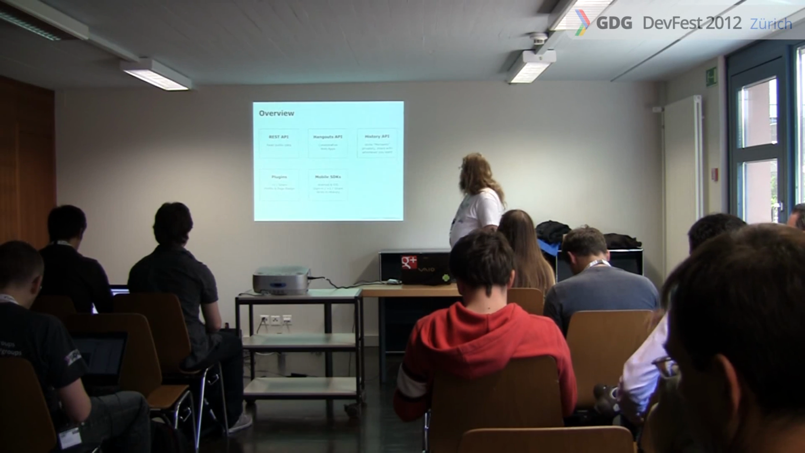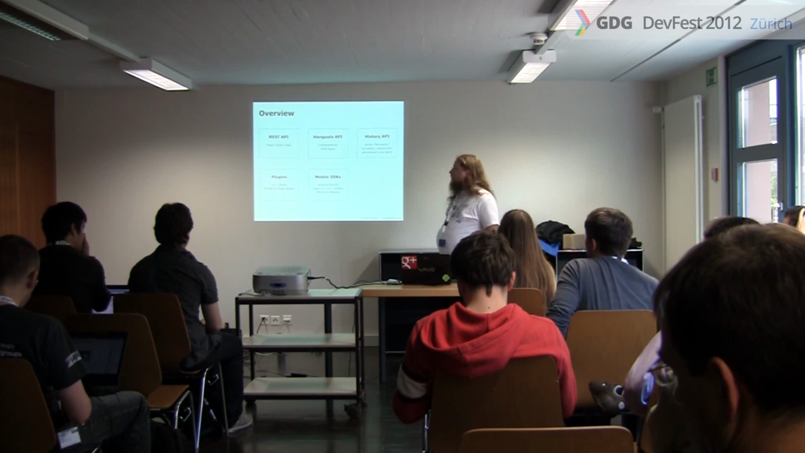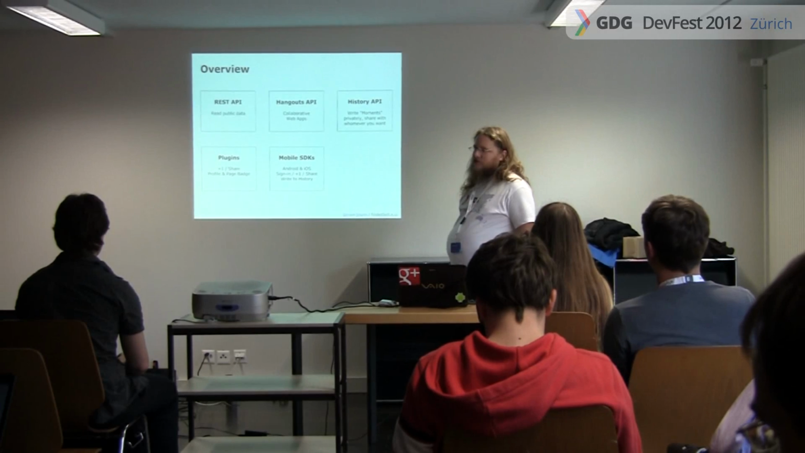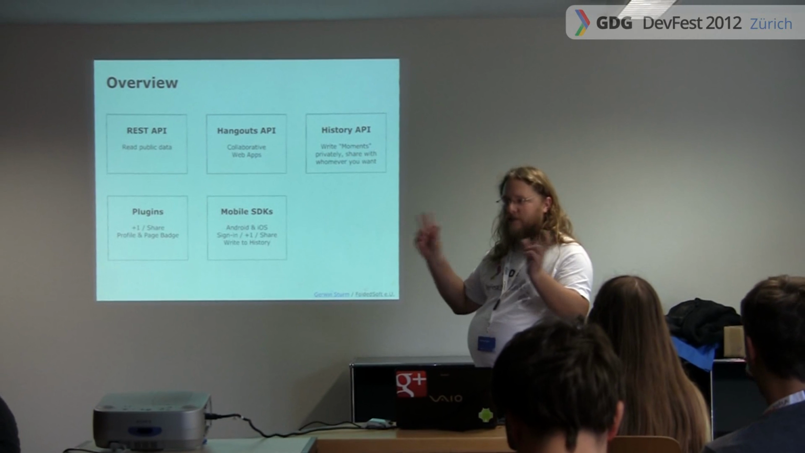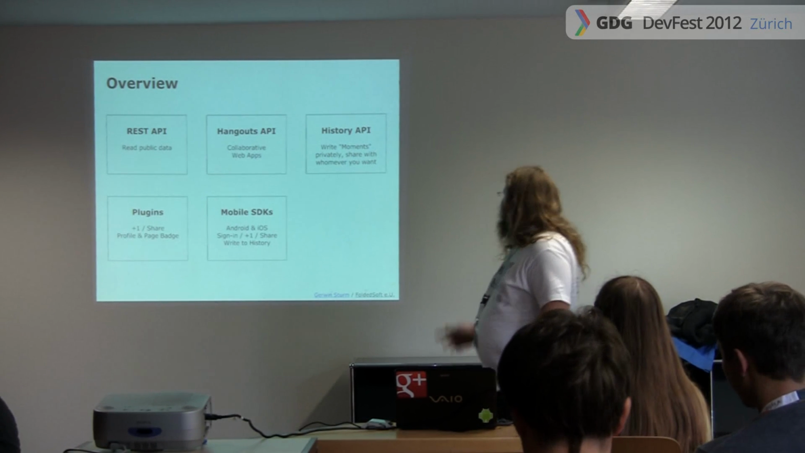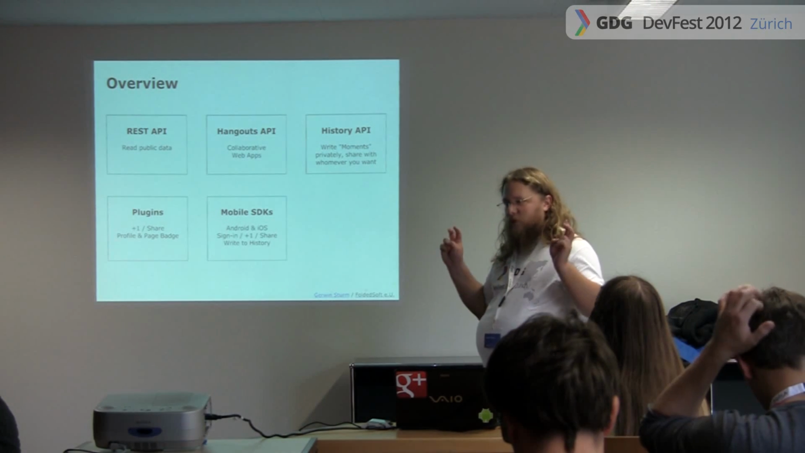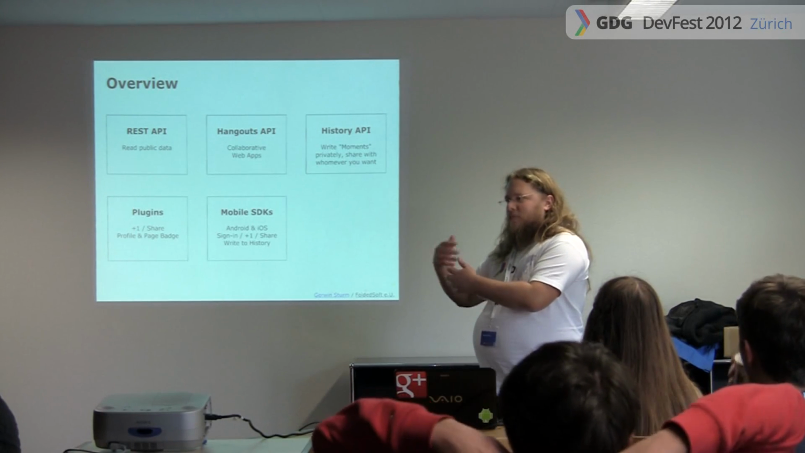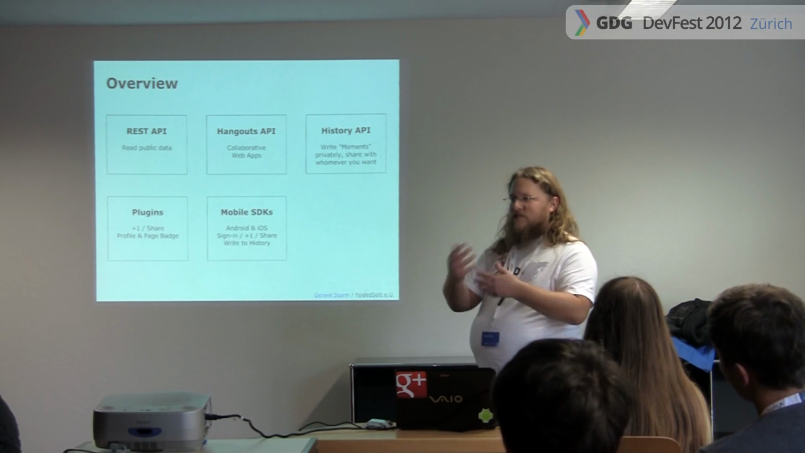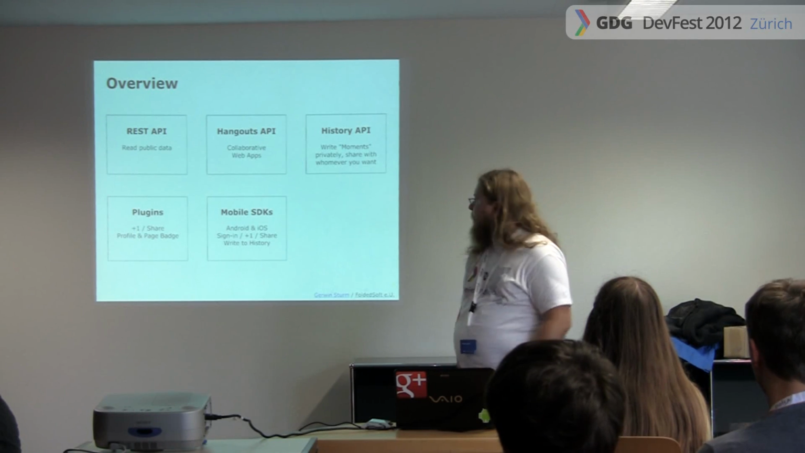So, just to give you an overview of what the Google Plus platform includes, we have the REST API, which allows you to access public data from Google Plus. You have the Hangouts API, which allows you to write applications which run inside of the Hangout with possibilities to communicate between the participants of the Hangout. Then still in developer preview, and new, is the History API, which allows you to write moments, so to speak, to a private place on Google Plus. It's like you have +1s which are public, but you can write several moments to a private place, and then you say, okay, I want to share this with these people.